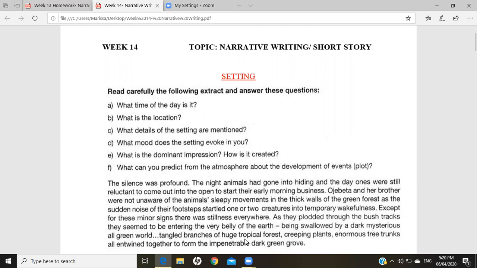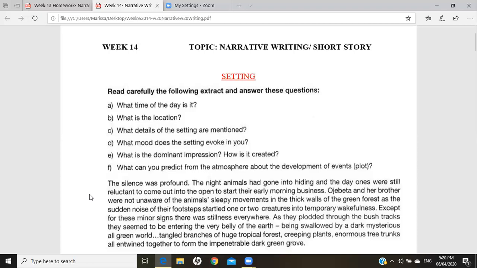Tangled branches of huge tropical forests, creeping plants, enormous tree trunks, all entwined together to form the impenetrable dark green grove. So jot down in your notebooks your responses for A to F. What time of day you think it is, what is the location, the details of the setting, and so on. I will be randomly selecting students to give me their responses.